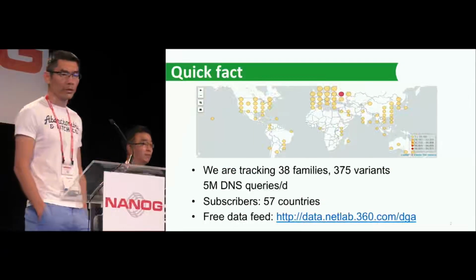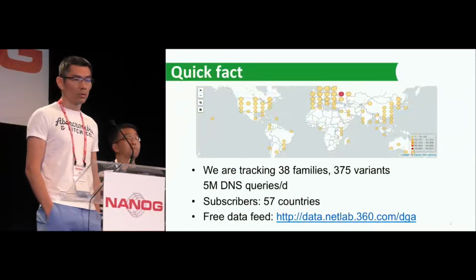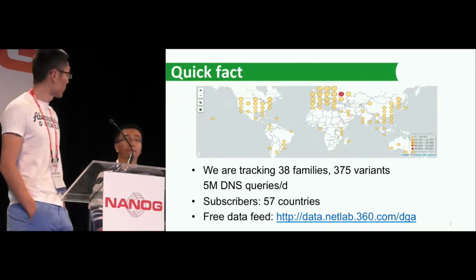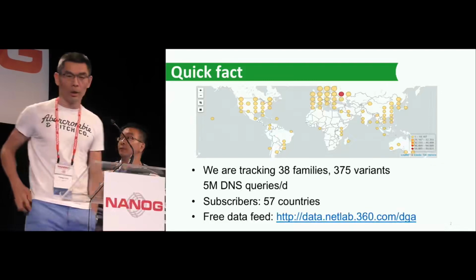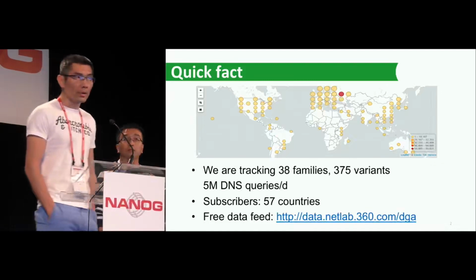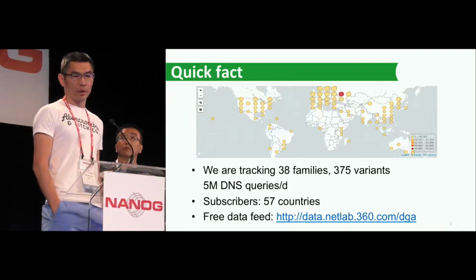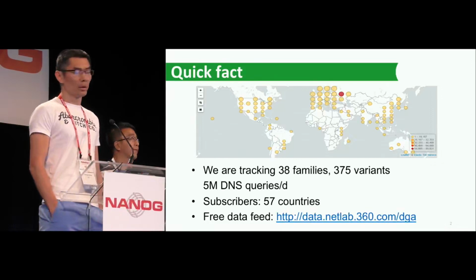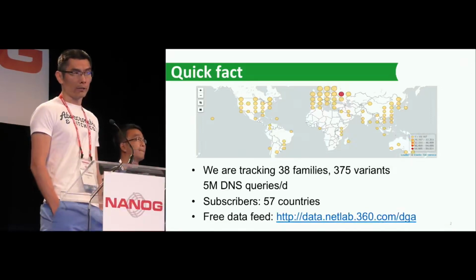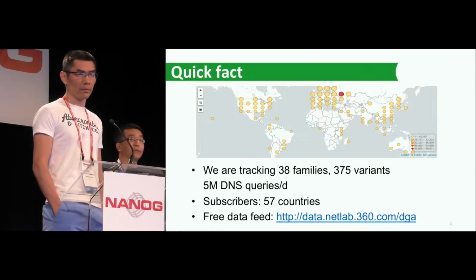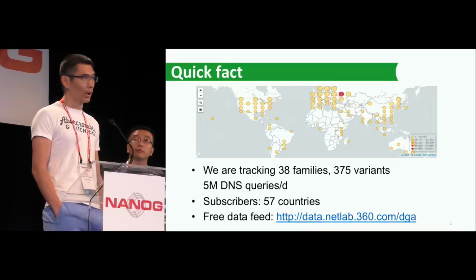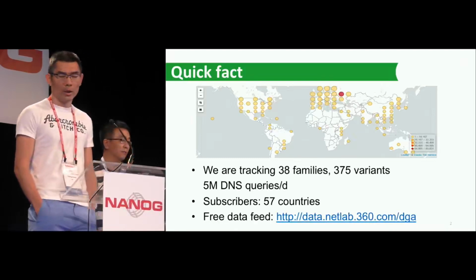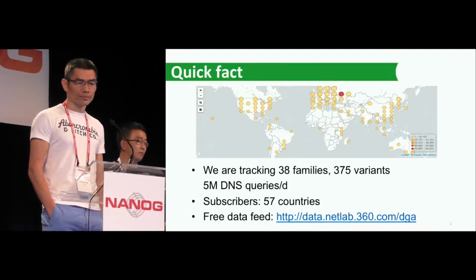First, some quick facts. Currently, we provide our DGA data feed at this URL. That DGA feed updates once every day, and it's a TXT file. The file itself is about 70 megabytes. It has more than 1 million DNS entries in that file, so it's a fairly large DNS blacklist.